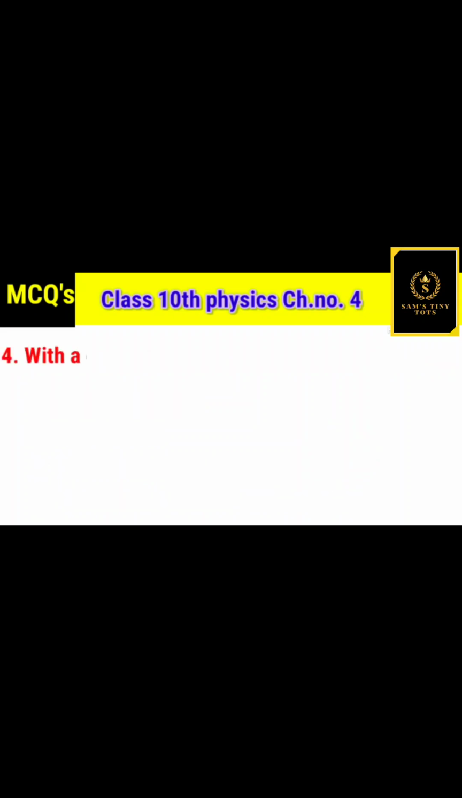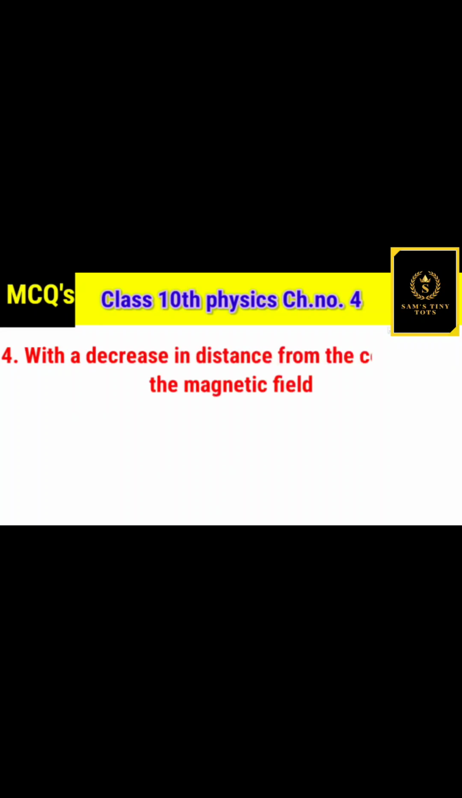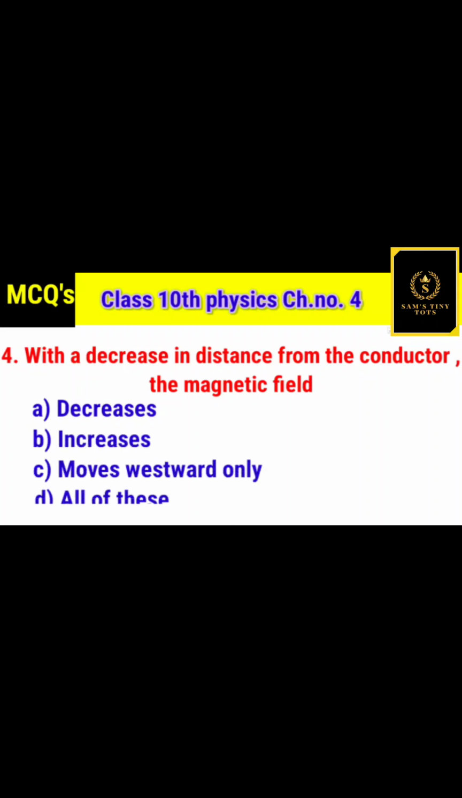Number 4. With a decrease in distance from the conductor, the magnetic field, option A decreases, option B increases, option C moves westward only, and option D all of these. And the correct option is increases.